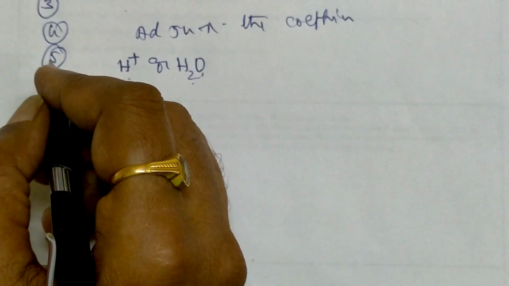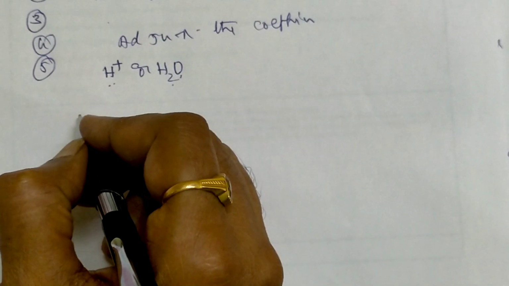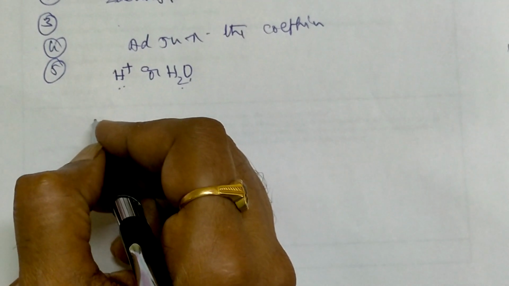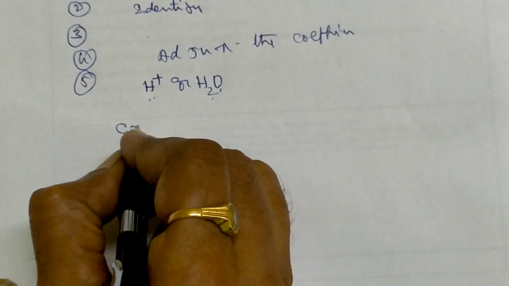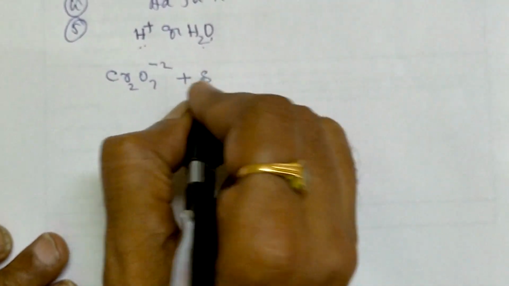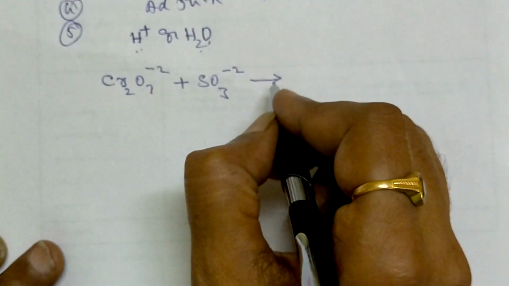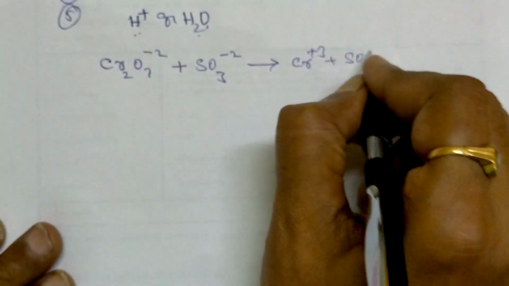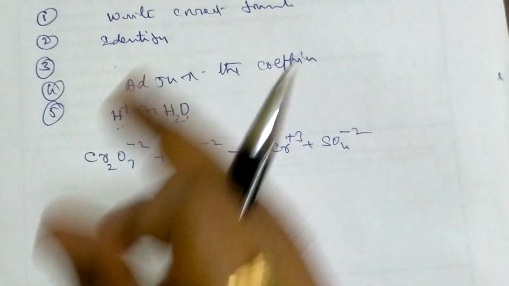The question is, write the net ionic equation of a potassium dichromate with sodium sulfite reaction giving chromium ion and sulfate ion. Cr2O7 minus 2, the dichromate ion we have written, plus SO3 minus 2, the sulfite ion, gives chromium plus 3 plus SO4 minus 2. This is the equation. Now we are solving this with the oxidation number method.